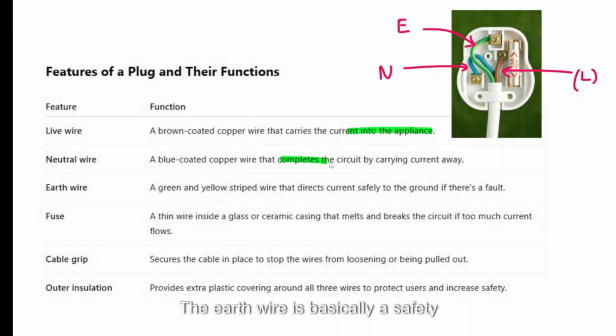The earth wire is basically a safety feature. The fuse here is also a safety feature. So what happens is, if the current gets too high, the fuse will melt.